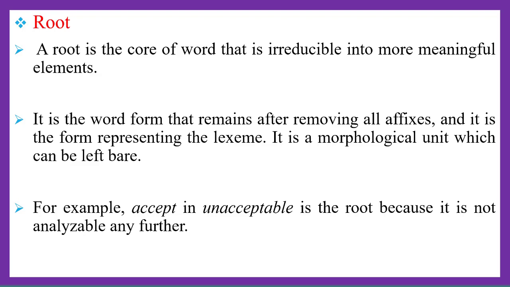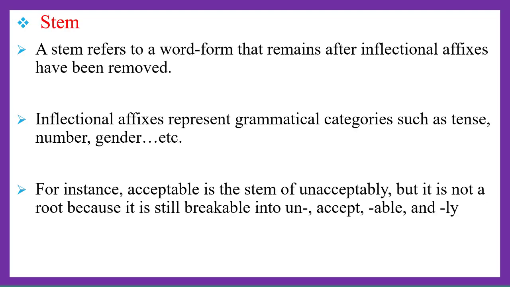So for example, accept. We have the word accept in unacceptable. Accept in unacceptable is the root. Why? Because it is not analyzable any further. You cannot break down accept into more meaningful elements. That's all you can get from unacceptable. You can remove able, you can remove un, but you cannot split accept any further. So that's the root. Now, what about the stem?